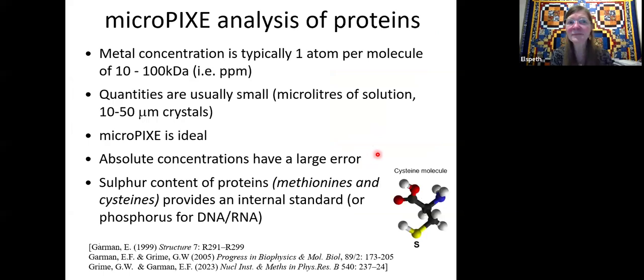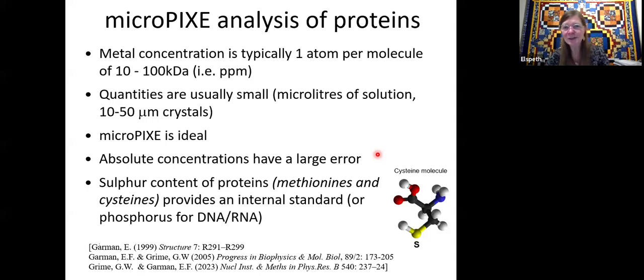So for analyzing proteins, this is almost a perfect technique, because the metal concentration we have is typically one atom or one molecule in 10 to 100 kilodaltons, i.e. parts per million. We've usually got only a small amount of either crystals or solution, so microliters of solution.